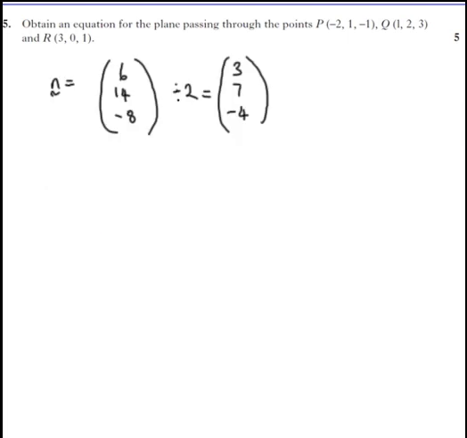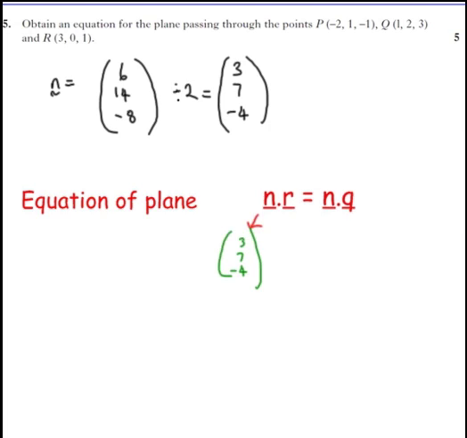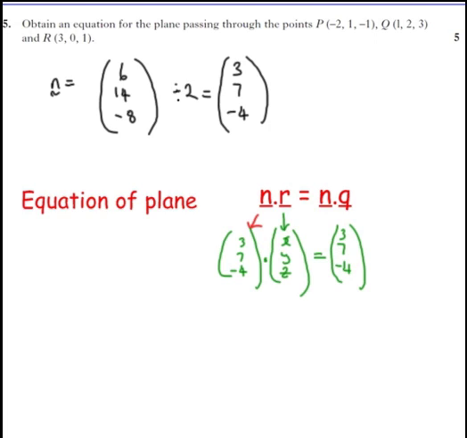So we now work out the equation of the plane by dotting n dot r and making that equal to n dot with one of the 3 points P, Q or R. I've chosen Q. R is a general point x, y, z, and n is our normal 3, 7, negative 4. So that's 3, 7, negative 4 dotted with x, y, z, and that will be equal to the normal 3, 7, negative 4 dotted with the vector q representing the point q, 1, 2, 3.